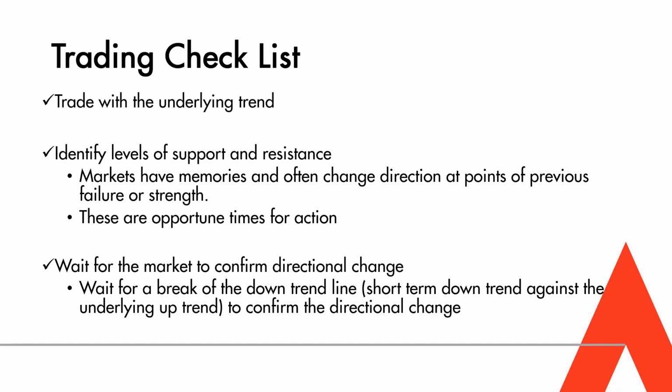Always wait for the market to confirm directional change before entering. So wait for a break of a down trend line. So that's your short down trend against the underlying uptrend. And this helps to confirm a resumption of the overall longer term uptrend getting underway. So we try and look for confirmation. The pullback is ending, it's finding support, and a new uptrend is starting from that level. And that's where we'd look to enter when buying a pullback on an uptrending stock.